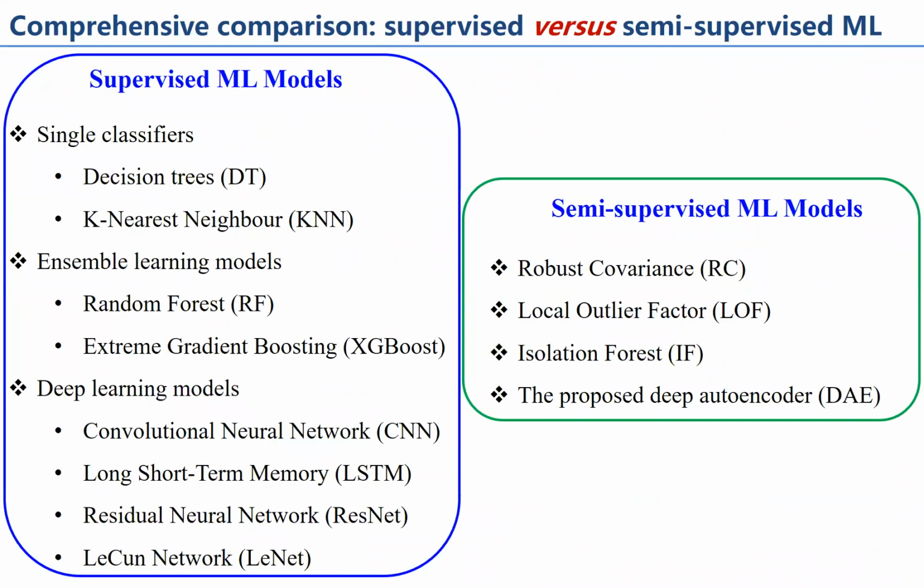Then, to make a comprehensive comparison to evaluate the performance of supervised machine learning versus semi-supervised machine learning for in-vehicle CAN bus network data anomaly detection, this study examines traditional machine learning algorithms, including single classifiers and ensemble learning models, together with deep learning models. They are all in the supervised group, while in the semi-supervised group, except for our proposed deep autoencoder-based method, three other commonly used models are selected, which are robust covariance, local outlier factor, and isolation forest.